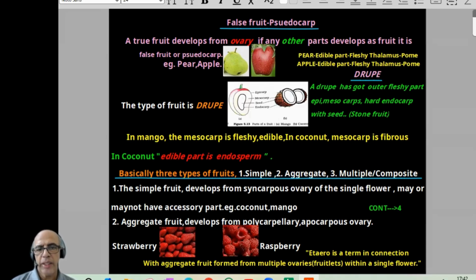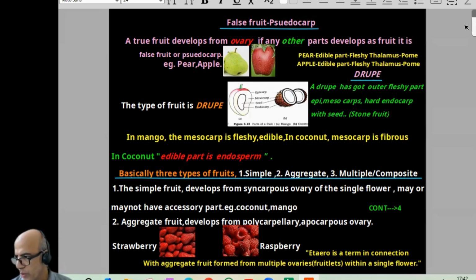And when we say aggregate fruit, there is a typical term specific to this fruit. Etaerio is a term in connection with the aggregate fruit formed from multiple ovaries, which are otherwise called fruitlets, within a single flower. I think the idea is clear.